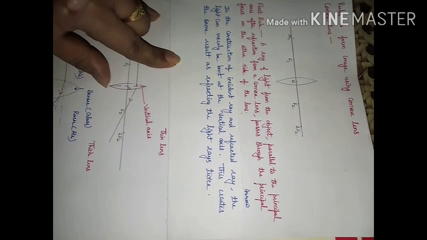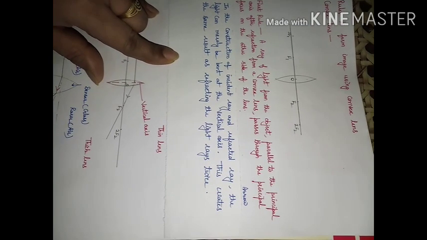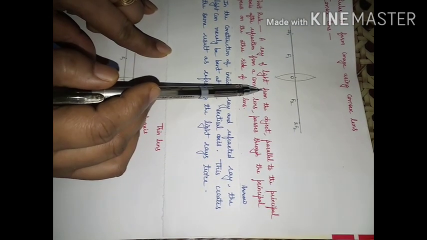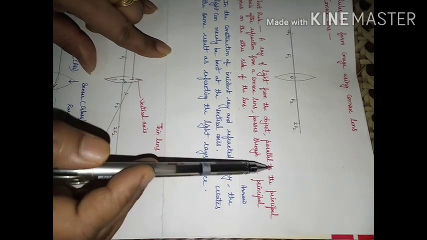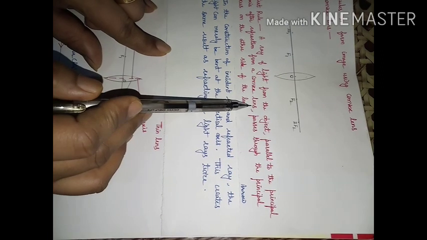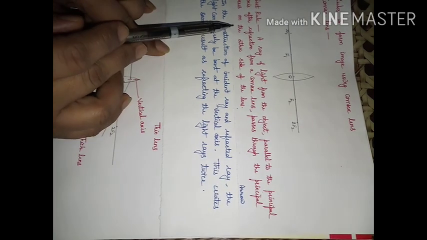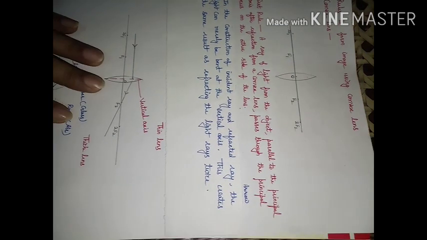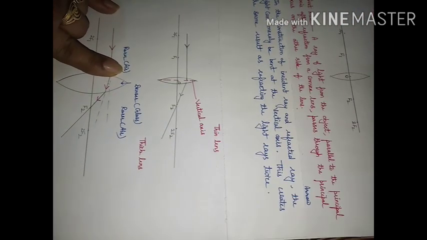So our topic today is, when we are going to draw ray diagram using convex lens, then few basic rules we have to keep in our mind. So first rule that we are going to consider today is, a ray of light from the object parallel to principal axis after refraction from a convex lens passes through the principal focus on other side of lens. Line is quite long. Let us understand the meaning of this.